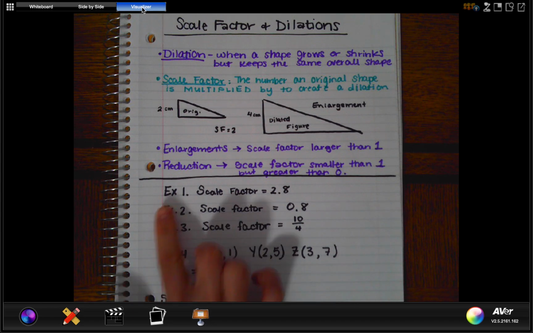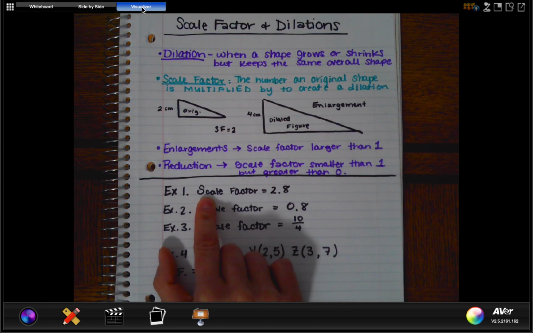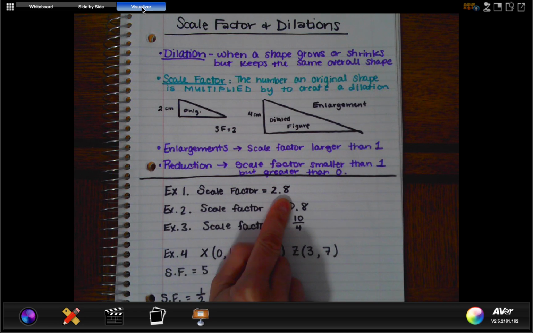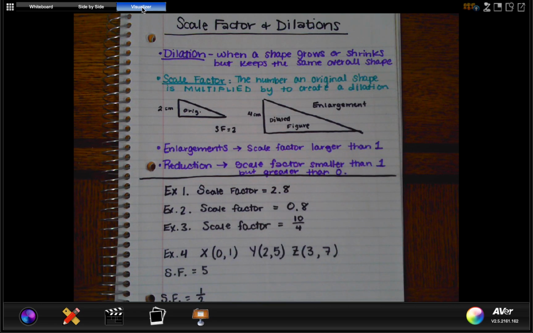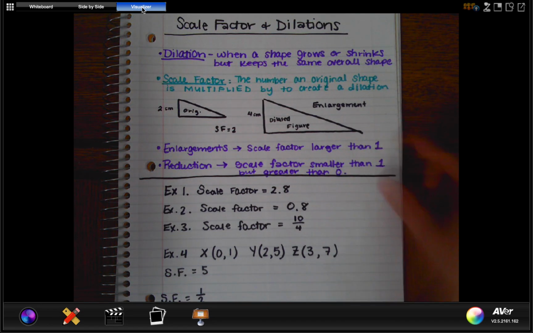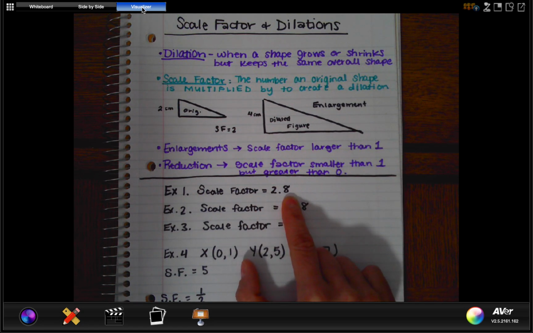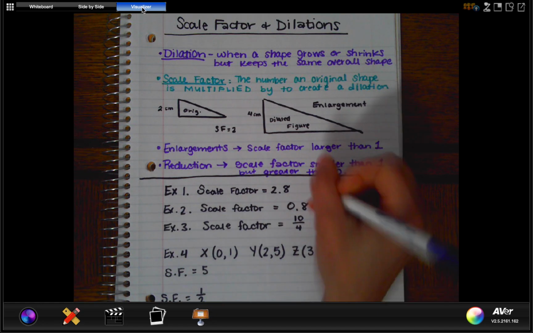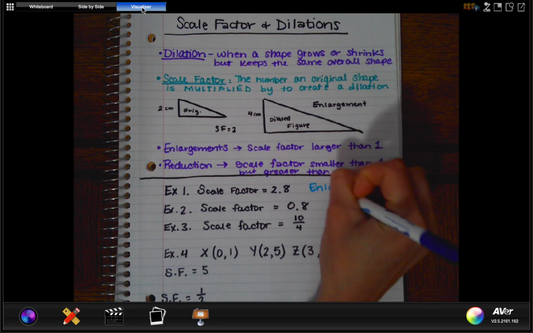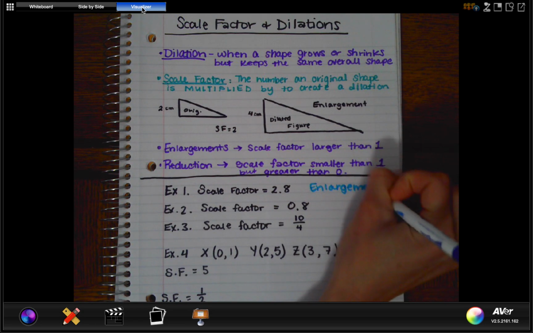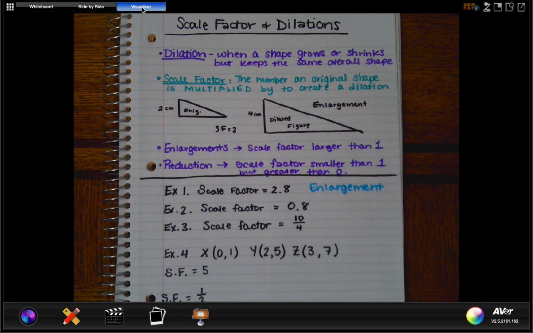So example 1, I said we have a scale factor of 2.8, and what the question is going to ask you on the slideshow is, is that going to create an enlargement or a reduction? So you use these rules here. So 2.8, even though it is a decimal, it is larger than 1. So this one would make an enlargement.